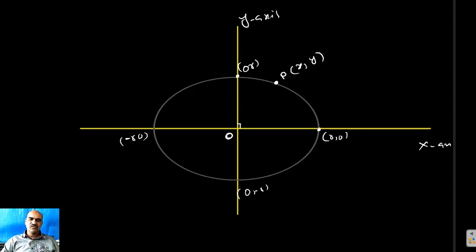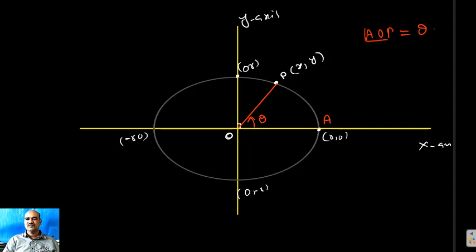So join O and P. This point is A. Now I can say AOP is an angle. I assume that this is a positive angle whose magnitude is this theta. So what is here? Angle AOP equals theta.